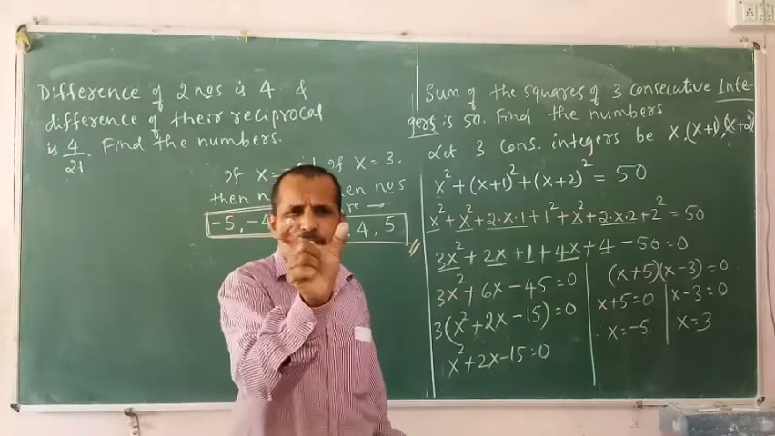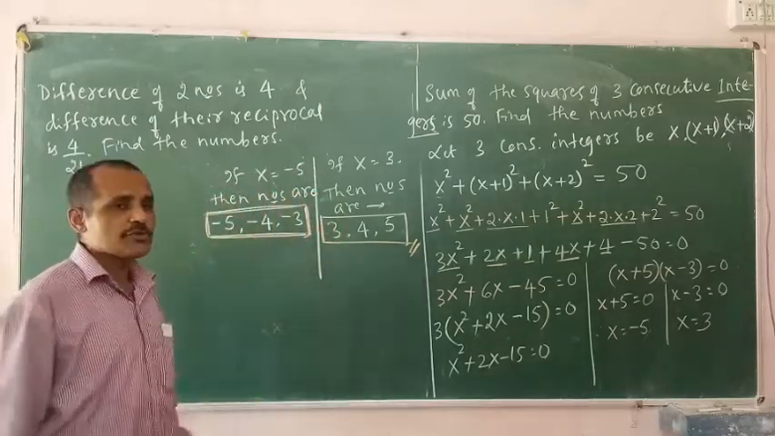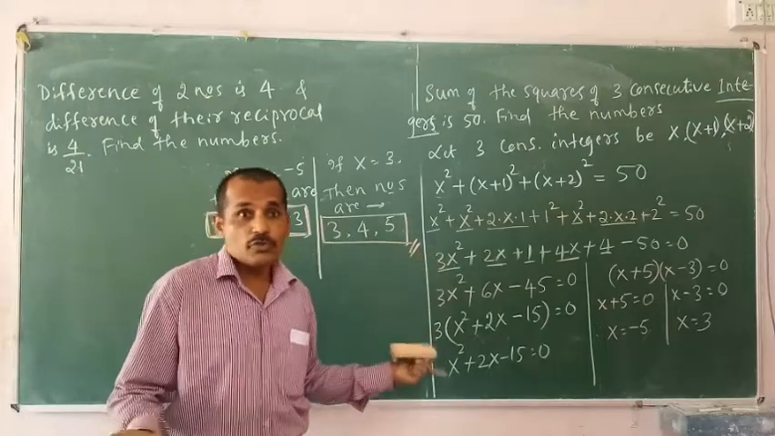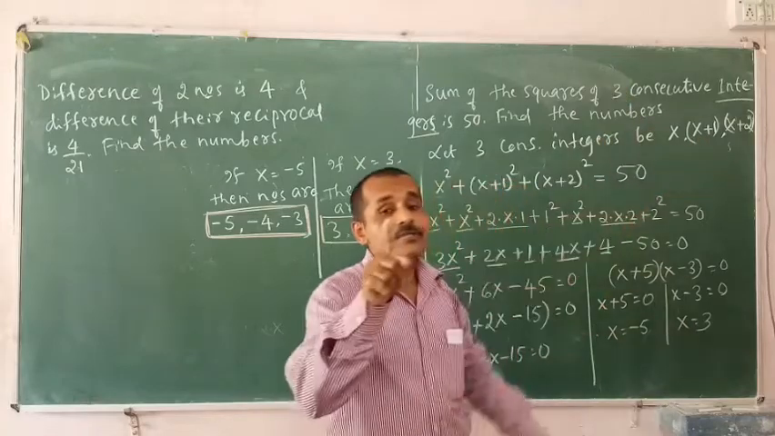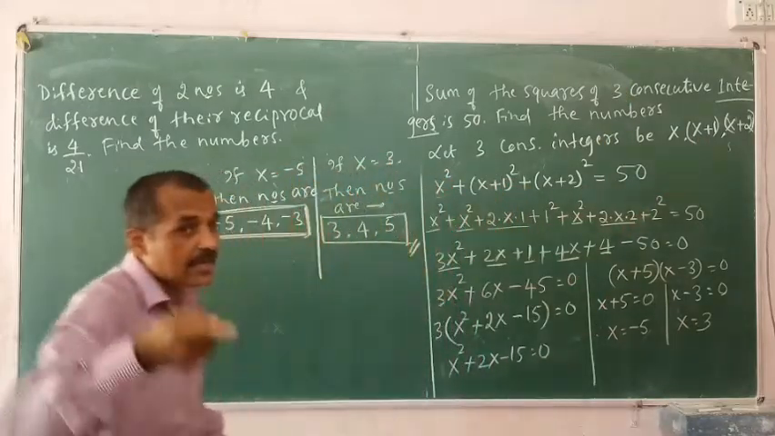There should be three consecutive numbers. These are also three consecutive. So they are all consecutive numbers. But if you square and add, the answer must be 50.